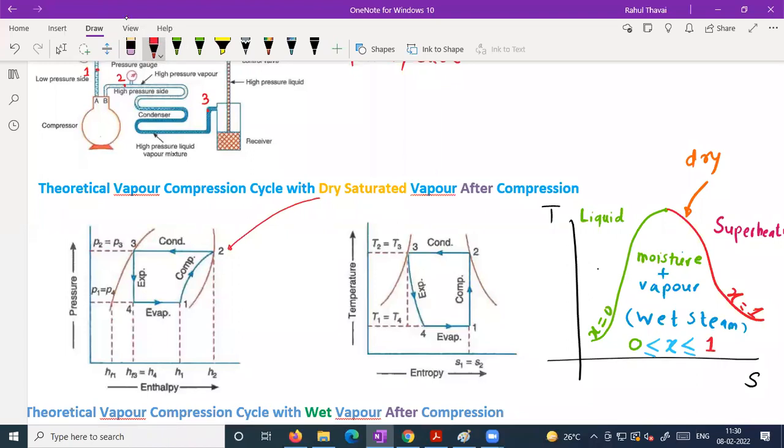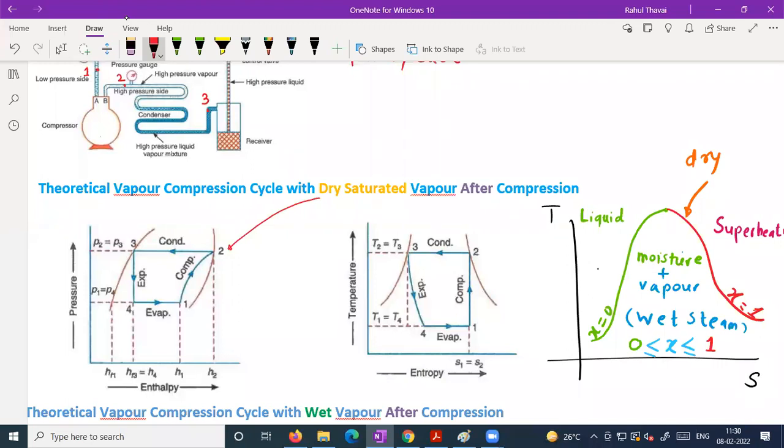Try to understand. Inside the region, what is the value of X? It lies between 0 and 1. The dryness fraction will be greater than 0 and less than 1. Because when you see the line on the left-hand side, that is the green line, the value of X is 0.